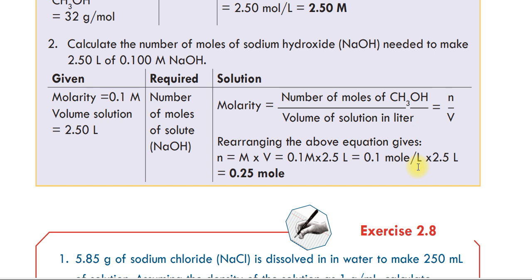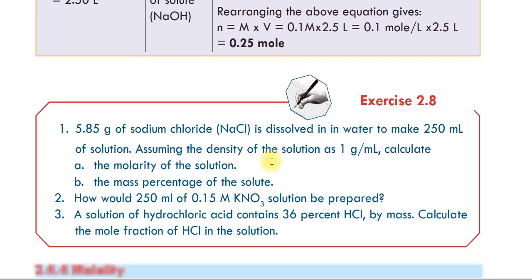0.1 mole per liter times 2.5 liter, so the liter cancels. Finally it comes to 0.25 mole. So the number of mole of sodium hydroxide needed to make 2.50 liters of 0.100 molarity of sodium hydroxide is 0.25 mole.